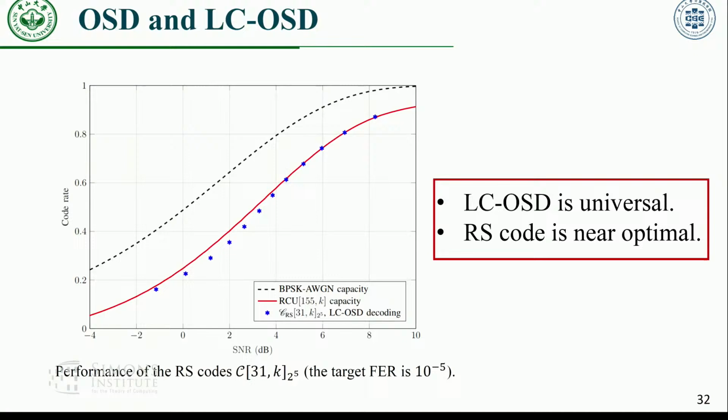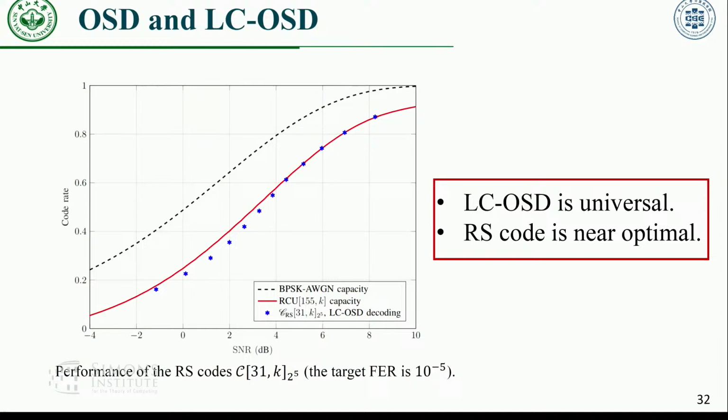Here the red line is the RCU bound. So I suggest, if someone asks me what short code to use, I recommend the binary image of Reed-Solomon codes.